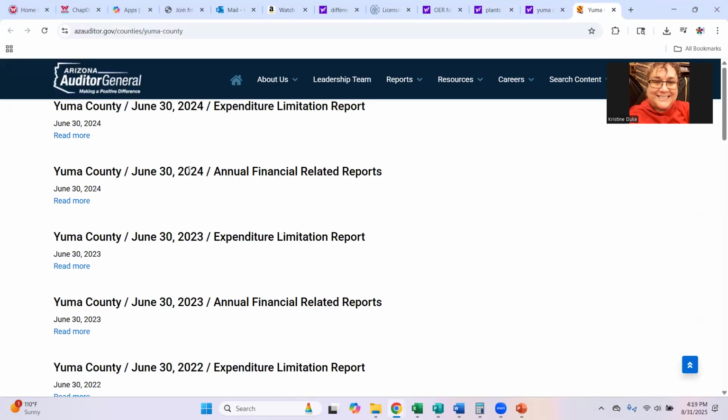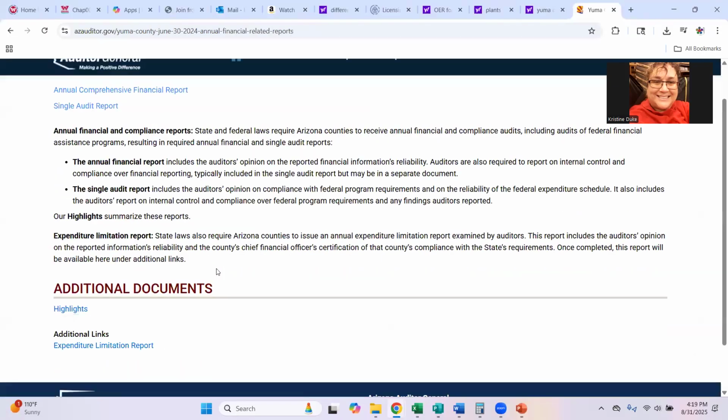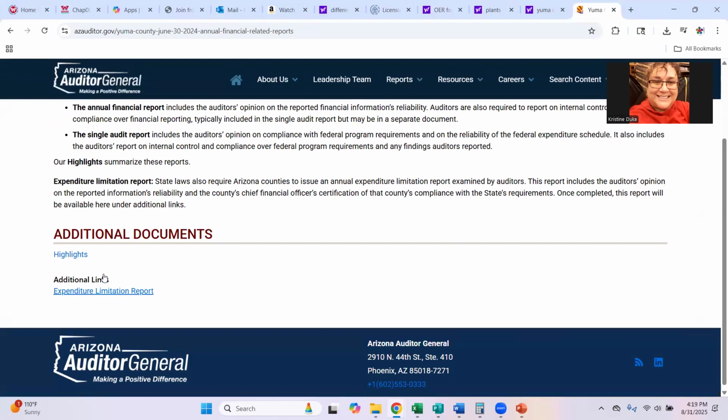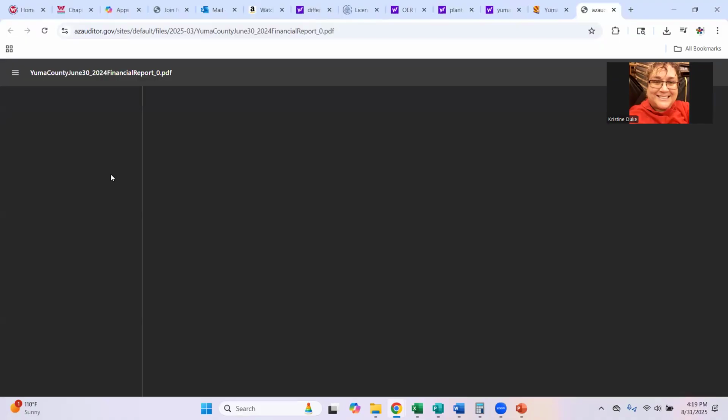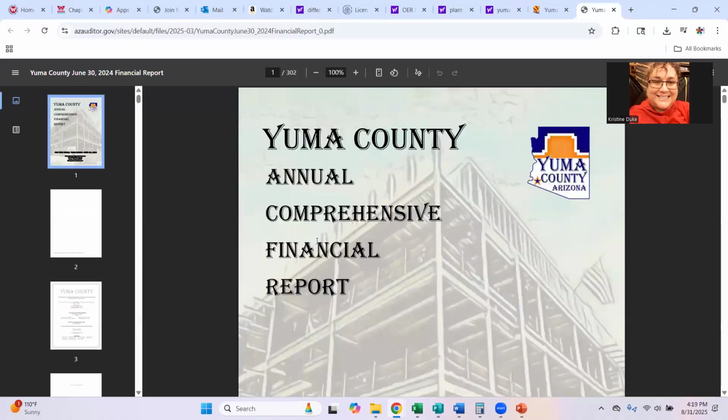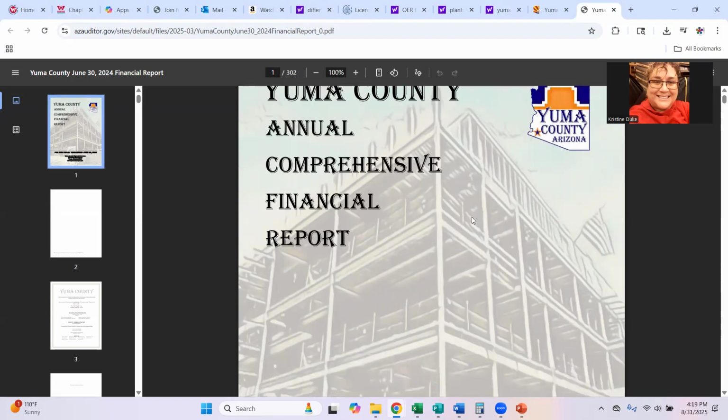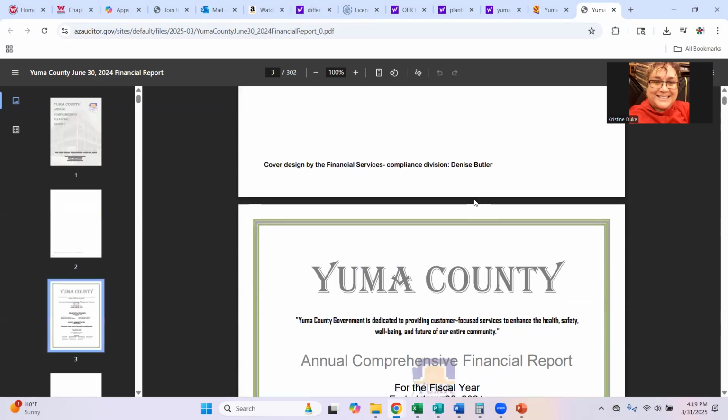Okay, that's June 2030. Okay, here we go. This is important: expenditure limitation report. Here's their report as of the previous fiscal year. We're going to go ahead and pull this one down. And then they also have the single audit in there. So you can see here, here's their financial report.